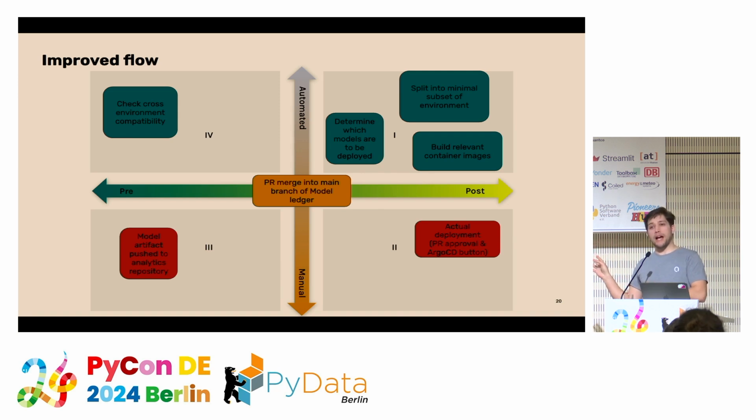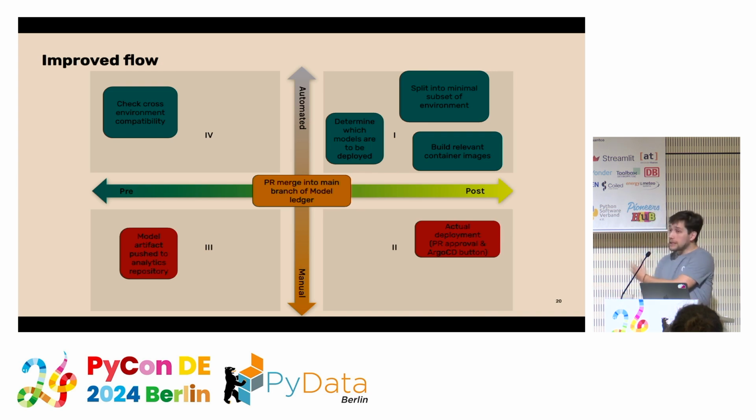Sadly, we couldn't move a lot of these things to the 4th quadrant in the top left, which would be before deployment, decision, and automated. But at least now we have one single action, which is the actual deployment, that is fully manual, and it's done after the decision to go to production. And basically now it's much nicer for operations.